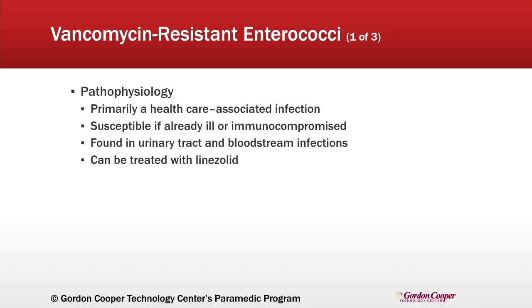Individuals are usually only at risk if they are already ill or if they're immunocompromised. ICU patients, transplant patient recipients are particularly vulnerable. VRE is commonly found in urinary tract infections and bloodstream infections. It can survive on surfaces for extended periods of time, and transmission can actually occur through direct contact with contaminated surfaces. So it's a little easier to get than you think.